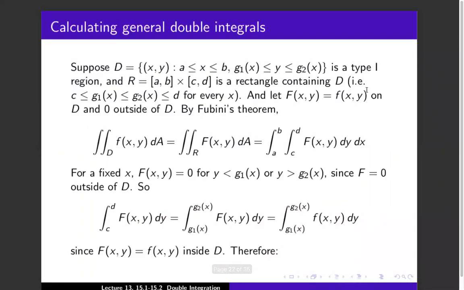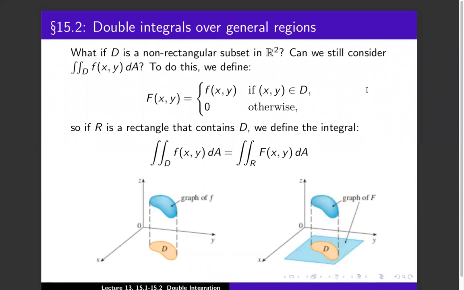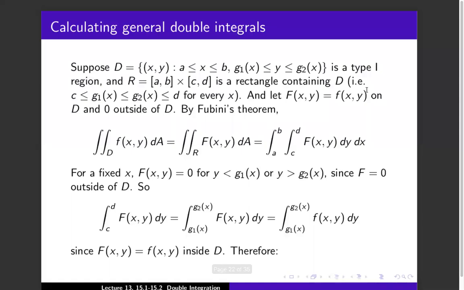So let's say that we're working with the type 1. Type 2 is pretty much the exact same line of reasoning, so we'll just work with type 1 for now. So let's say that we've got our region, and it's between these two curves. That's a type 1 region, and our rectangle is a rectangle containing this region D, with these lower and upper bounds C and D. C is always less than g1, which is always less than g2, which is always less than D. So this is the same kind of figure that we have underneath. This is just a declaration so that this rectangle contains the region that we're interested in.